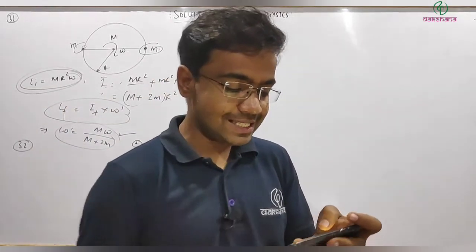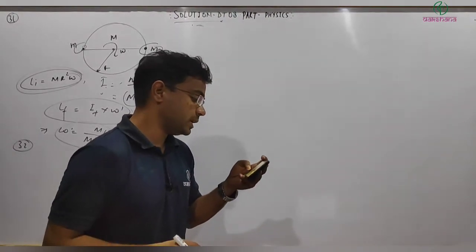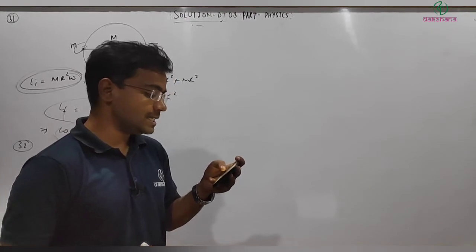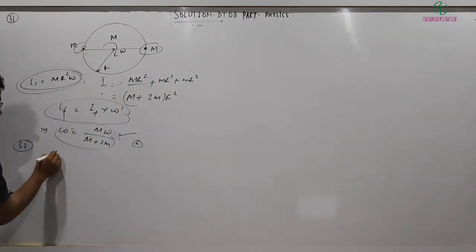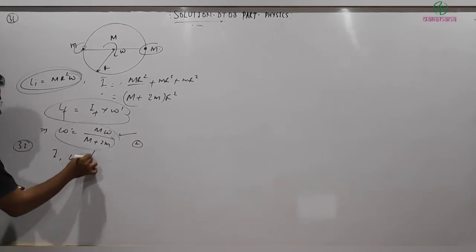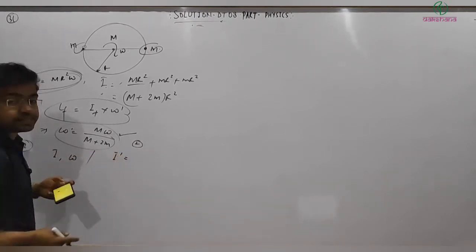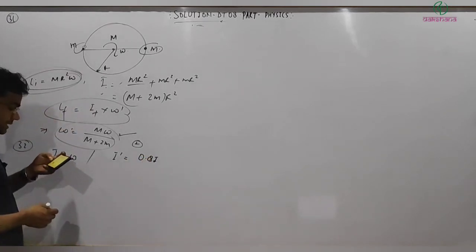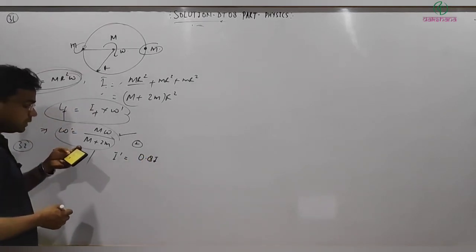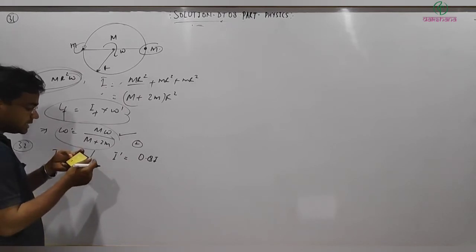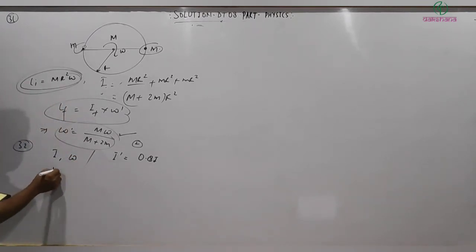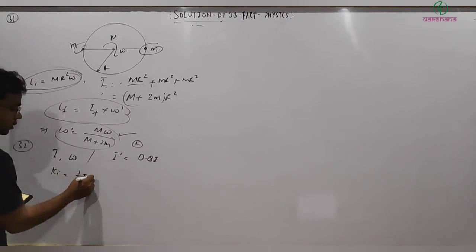A ballet dancer is rotating about his own vertical axis on a smooth horizontal floor. The moment of inertia of the dancer decreases by 20%. So let's say initial moment of inertia is I, angular speed omega. Now I prime, decreased by 20%, means it is becoming 0.8 I, and when he folds himself close to his axis of rotation, the percentage change in his rotational kinetic energy is asked. So rotational kinetic energy K initial you can write half I omega square.